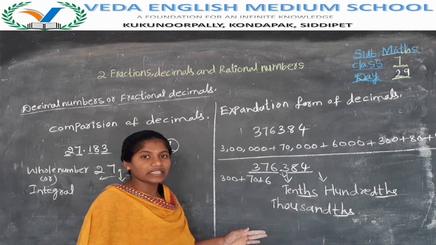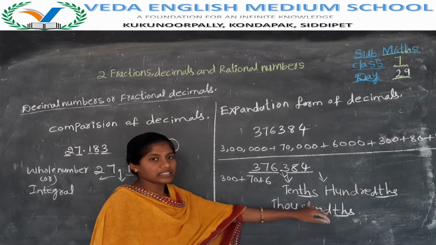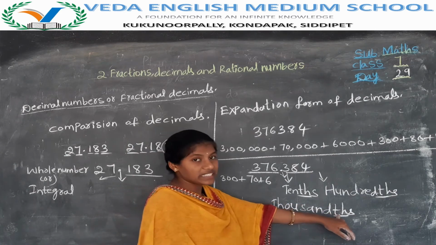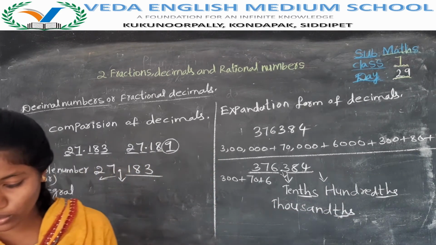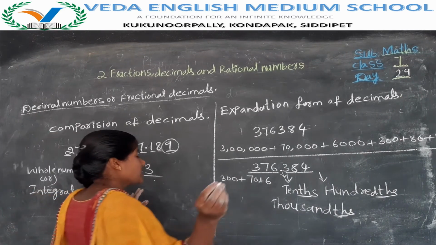It is not "tens", it is tenths. Tenths, hundredths, thousandths. You have to pronounce the TH here. So like that you have to pronounce. Okay? Ones place or units place.